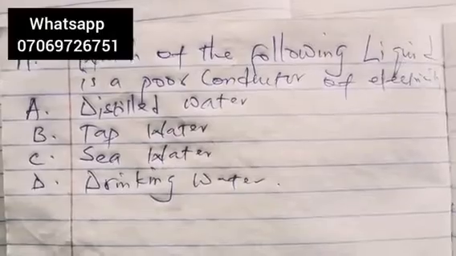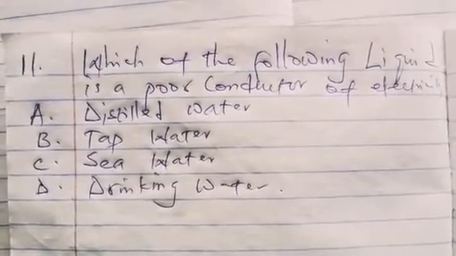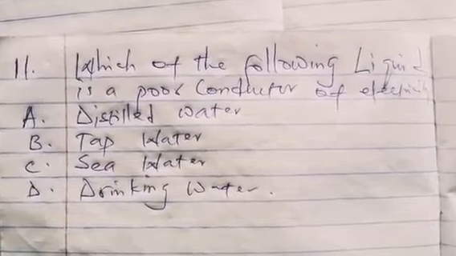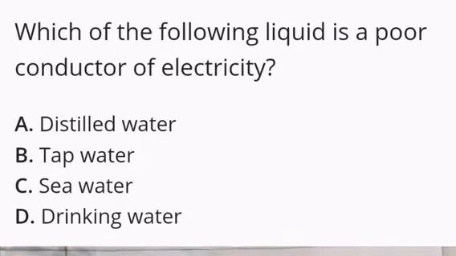So today we'll continue with question 11 on Physics JAMB 2022 past questions. The question says, which of the following liquid is a poor conductor of electricity? Option A, we have distilled water. Option B, we have tap water. Option C, we have seawater. Option D, we have drinking water.